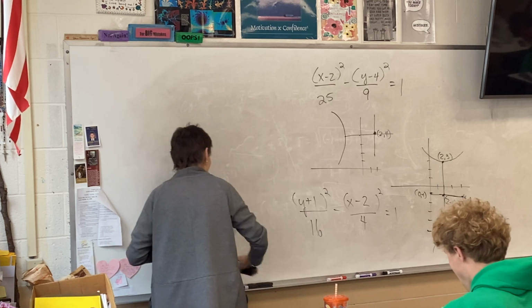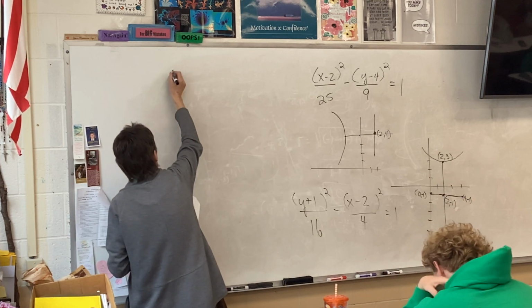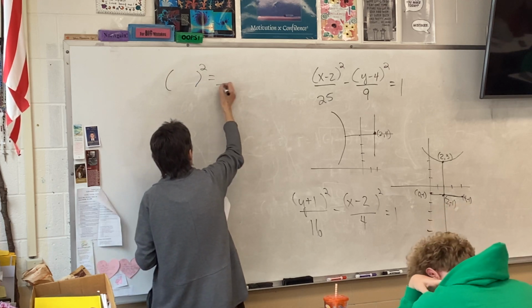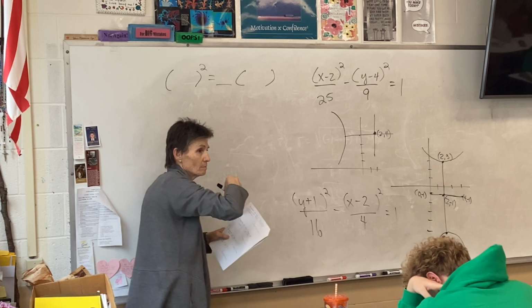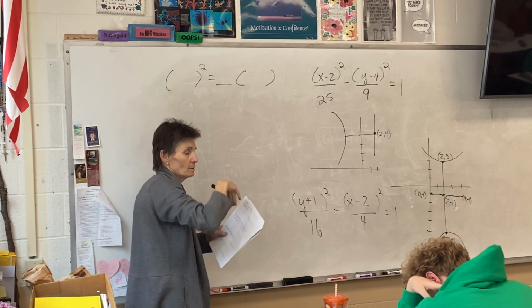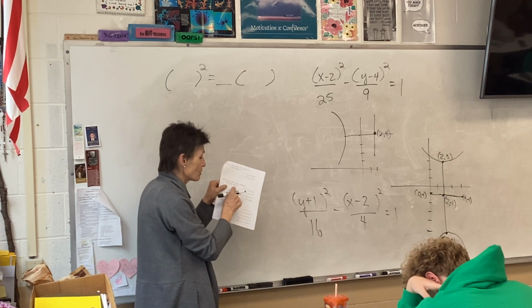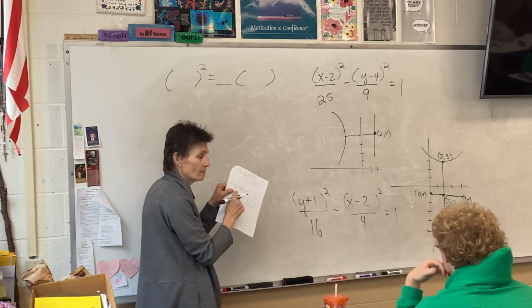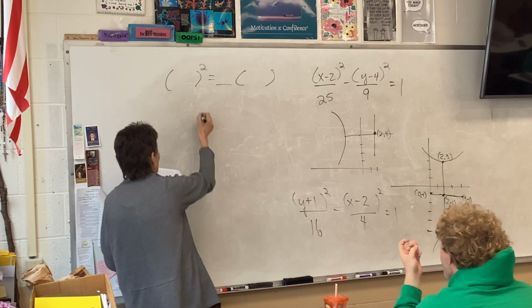Now we're going to write the equations of the parabolas. So parabolas are something squared equals a number times something not squared. And if we forget, we can just look at the rest of our test. There's a parabola equation on there. That's what they look like. All right, what do I know?